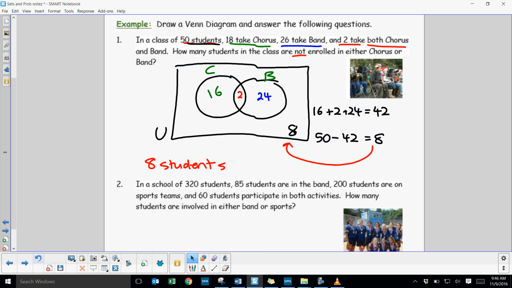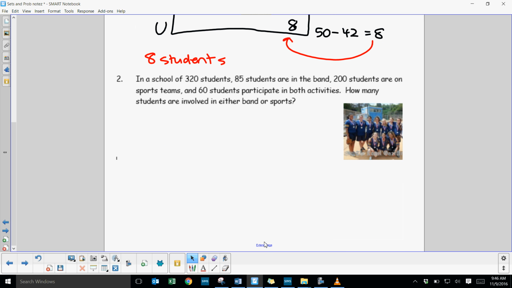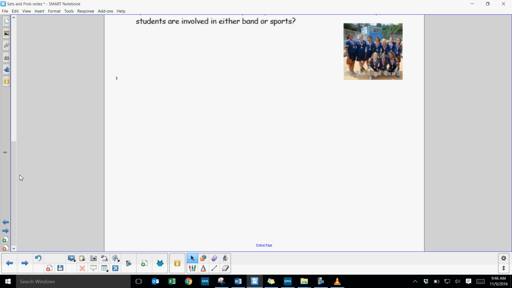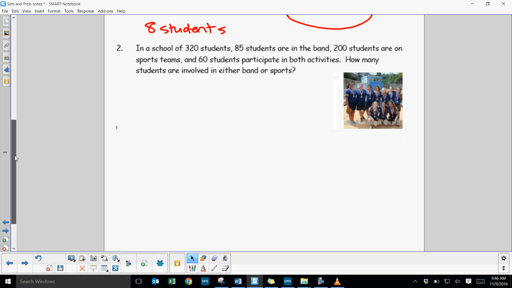Question 2. Let's scroll down a bit for that. In a school of 320 students, 85 students are in the band, 200 students are on sports teams, and 60 participate in both activities. How many are involved in either band or sports? So in this case, they want you to work out the union, but that's a bit clearer after we draw the Venn diagram.